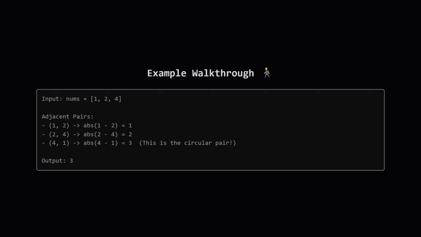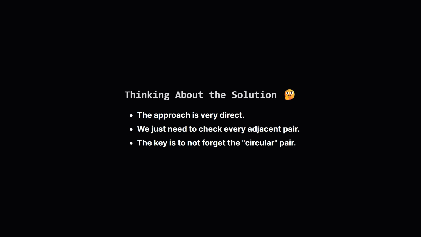Let's walk through an example to make this concrete. Imagine we have the list with numbers 1, 2, and 4. First, we look at the normal adjacent pairs. The difference between 1 and 2 is 1. The difference between 2 and 4 is 2. But we can't forget, it's a circle. So we also have to check the pair made up of the last element 4 and the first element 1. Their difference is 3. Comparing all the differences we found, 1, 2, and 3, the biggest one is 3. So that's our answer.